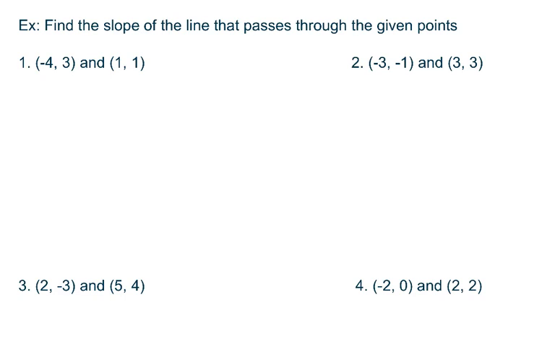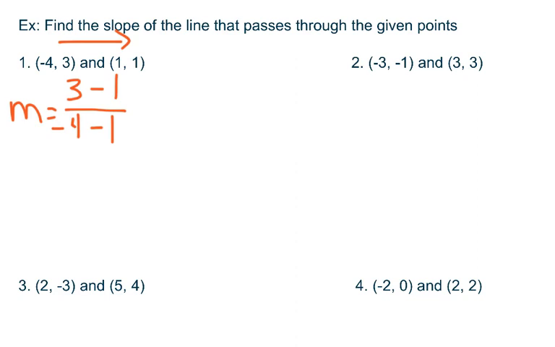Find the slope of the line that passes through the given points. Number one, (-4, 3) and (1, 1). If you remember, we have to subtract our y's and our x's. And I said it doesn't matter which one is x2, y2, and which one is x1, y1. You just need to decide. Usually when people find slope, they go from left to right. Remember the slope is the letter m. We start with our y values first, so I'm going to go 3 minus 1. And then I'm going to do the x values, -4 minus 1.